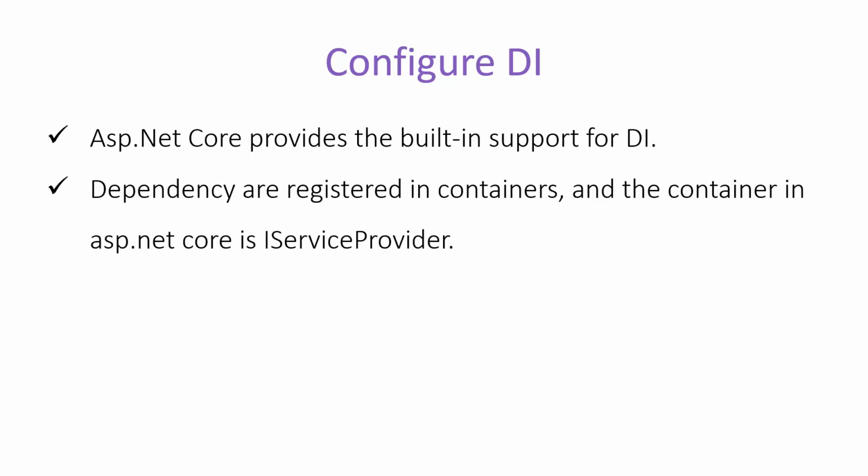Dependencies are registered in containers. As I have already told you, we generally register these dependencies into the containers, and the container in ASP.NET Core is IServiceProvider. During the registration time, we register them into the IServiceCollection. But when these services get resolved, then we generally use IServiceProvider. And this IServiceProvider is used internally by the ASP.NET Core framework.